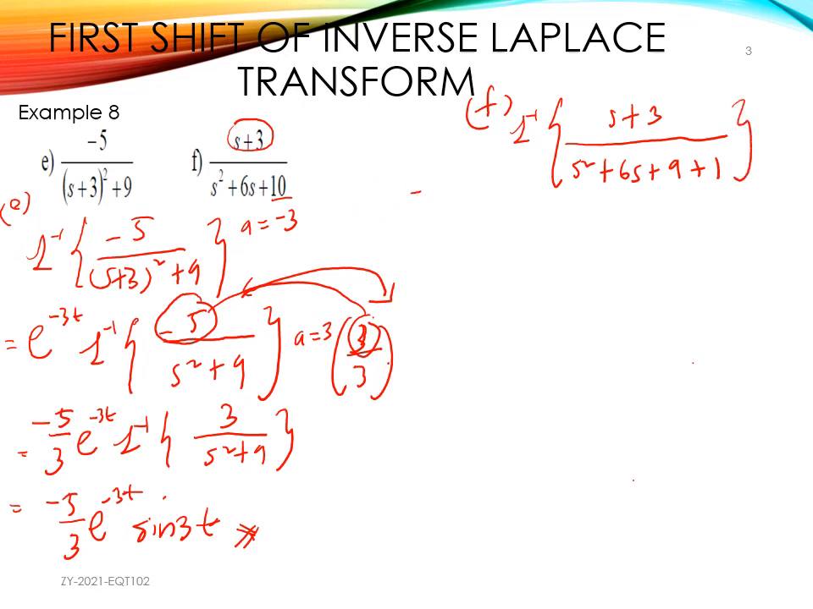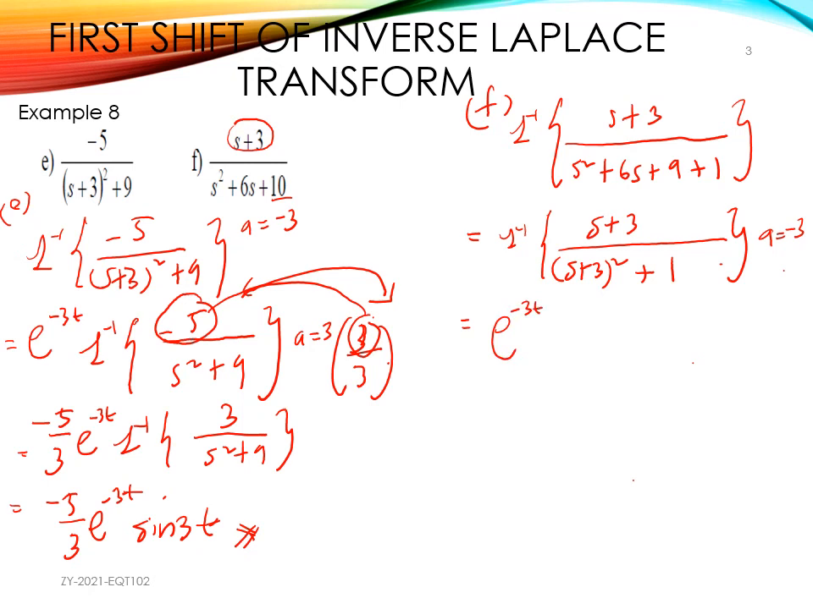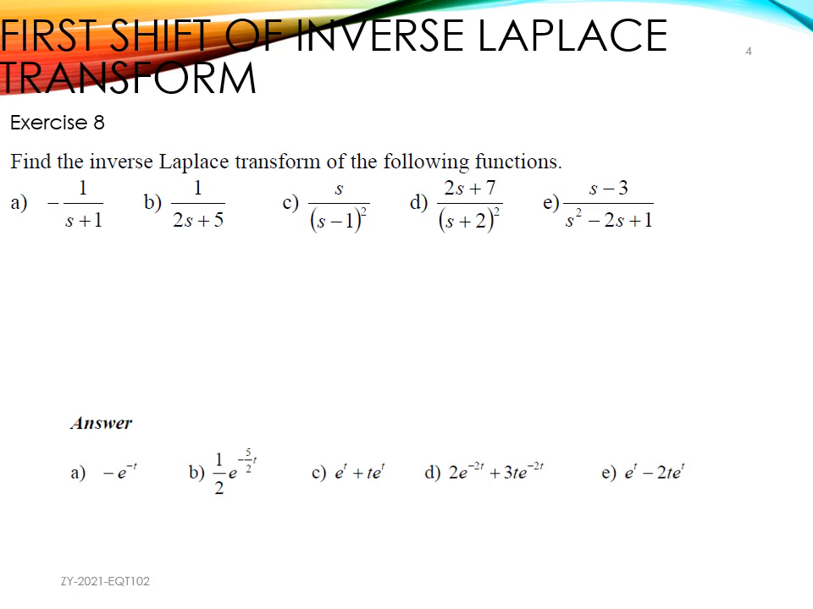We change it because we want to have (s plus 3) squared. So it will be s plus 3 divided by (s plus 3) squared plus 1. Next we take out the exponent, because a equals negative 3. So it will be e to the negative 3t, and we are just left with s divided by s squared plus 1. So this is just cos t. Sometimes you need to modify this one. So that's it for the inverse first shift of inverse Laplace. I want you to try this exercise and submit it as exercise 3.8.